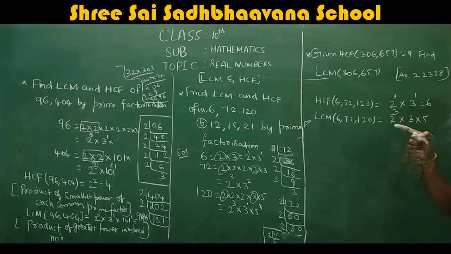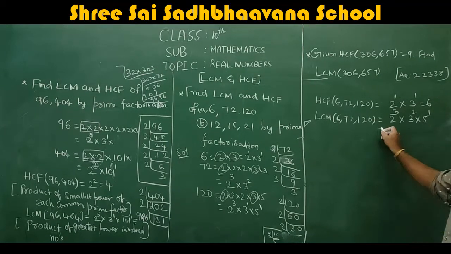3 power 1, 3 square, 3 power 1. Which is the greatest power? 3 square. So write the greatest power. And 5, which is the greatest power? 5 power 1. So write 5. So 2 cube is 8.